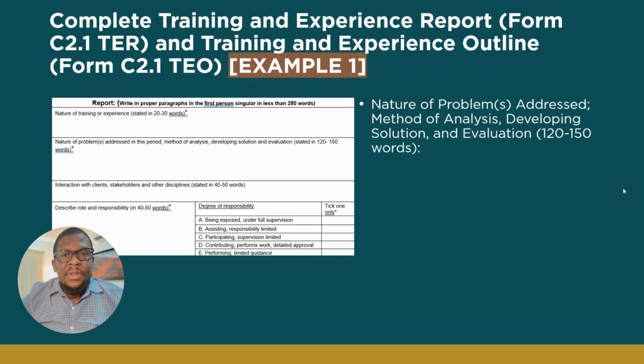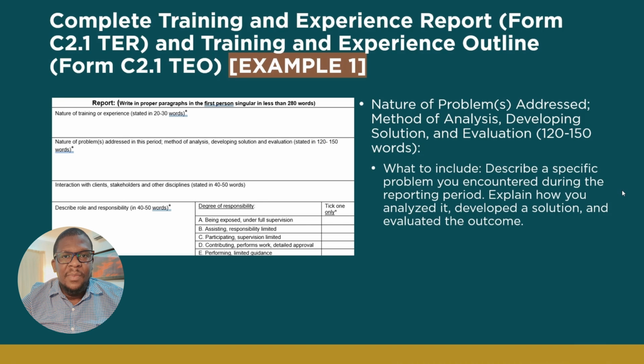Now, in terms of the nature of the problem addressed, method of analysis, developing solutions, and evaluation, in 120 to 150 words. It is a guide. It's not meant to be exact, but it's a guide to avoid the applicant writing unnecessary information. What to include? The specific problem you encountered during the reporting period. Explain how you analyzed it, how you developed a solution, and how you evaluated the outcome.